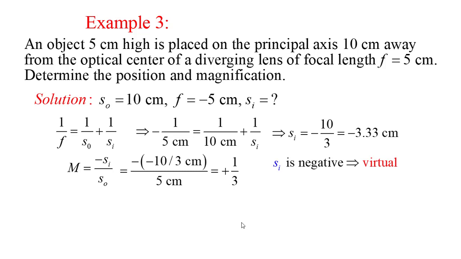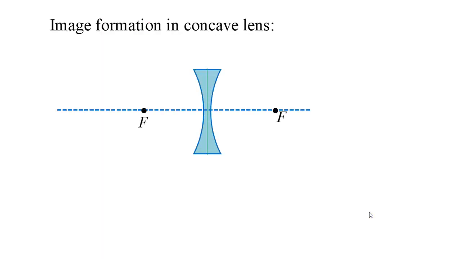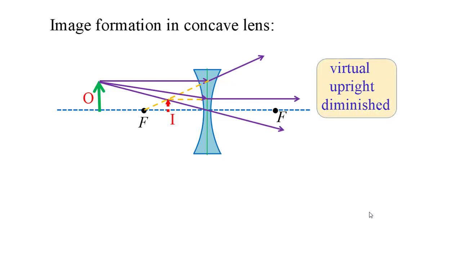Because Si is negative, that is minus 3.33 here, the image must be virtual. Because magnification is less than 1, because 1/3 is less than 1, the image must be diminished. Because magnification is positive, that is plus 1/3, the image must be upright. We can once again compare our result with what we have already seen: whenever the object is here, the image created is always here, which is virtual, upright, and diminished, which is very consistent with what we have seen mathematically.